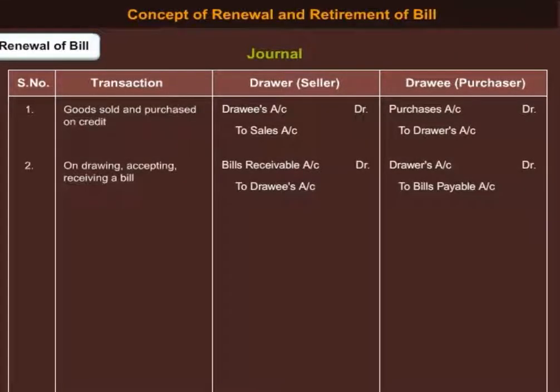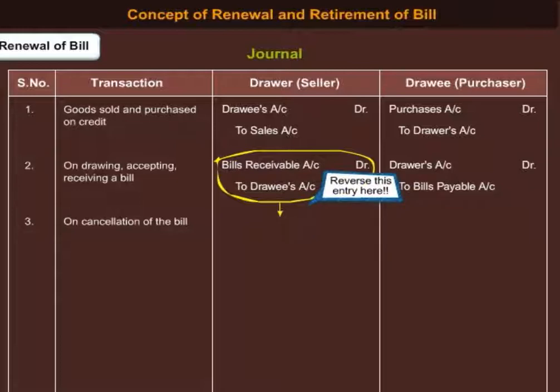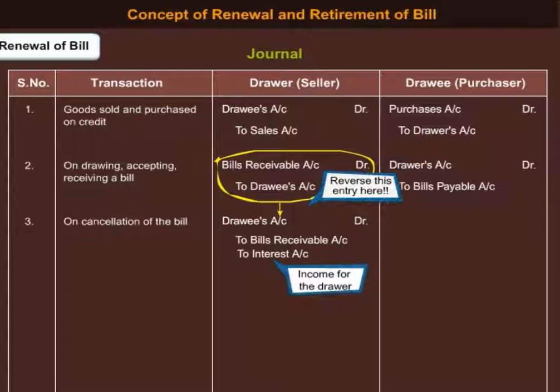Here, the first two entries are exactly the same, which must be on your tips by now. In case of cancellation of the bill, the entry passed on the receipt of bill is reversed. So the drawee's account is debited and the BR account is credited. Also, here, interest account is credited as it is a gain for the drawer.